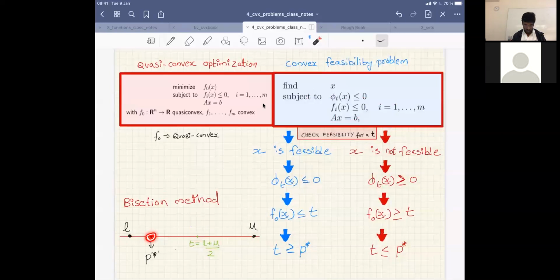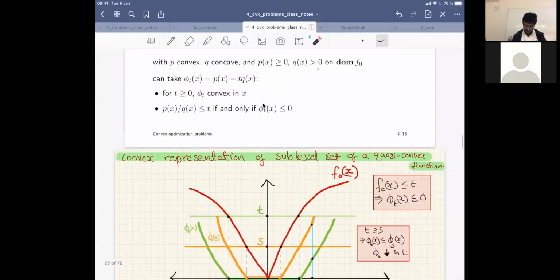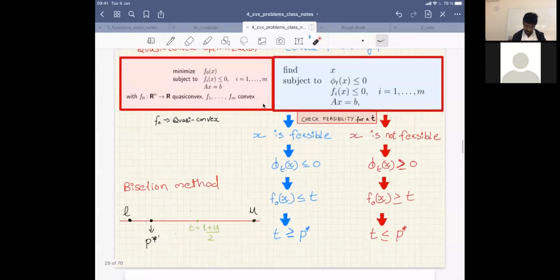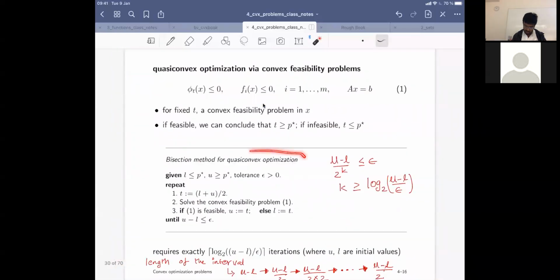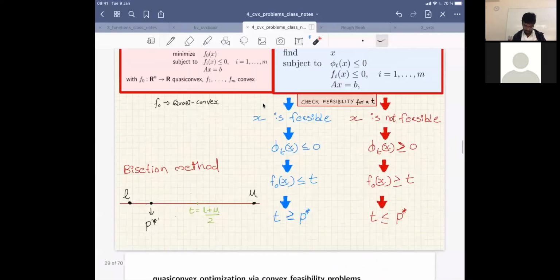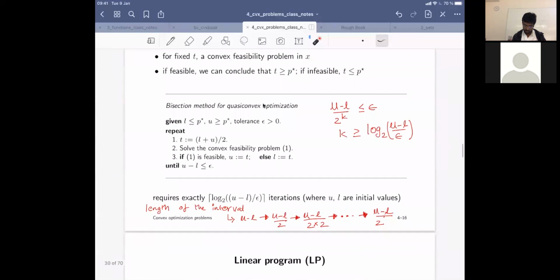So this is the algorithm here. In the bisection algorithm, you start with L and U values, take the midpoint, and solve the convex feasibility problem. If it's feasible, then you take U equal to t. Else, if for example p was here, then you bring your L to this point and continue the algorithm in this interval.